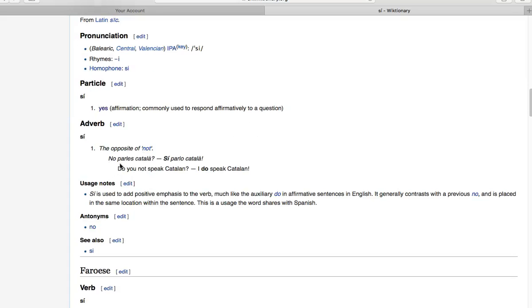And here's some Català. No parles català. Sí parlo català. Do you not speak Catalan? I do speak Catalan. Cool. Wow. Let's see what this says. Sí is used to add positive emphasis to the verb, much like the auxiliary do in affirmative sentences in English. Right? Just like that example, it generally contrasts with a previous no and is placed in the same location within the sentence. This is a usage the word shares with Spanish.